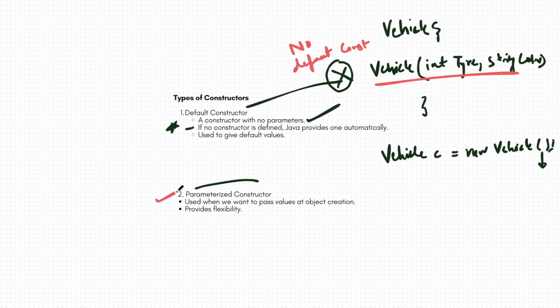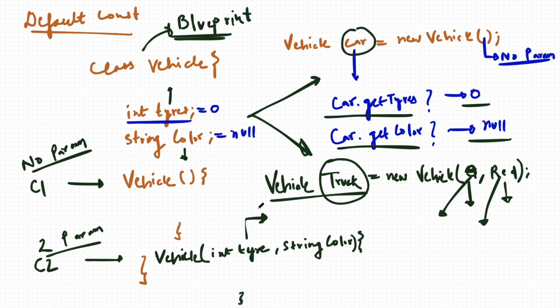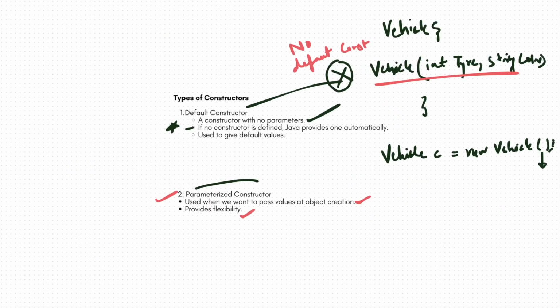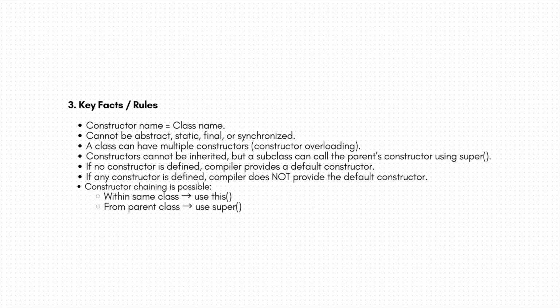So what is a parameterized constructor? It is used when we want to pass values at object creation. And what does it do? It provides flexibility. Just now we have understood it has provided great flexibility that I can define any number of vehicles I want. This is the flexibility Java gives us using constructors. Alright, cool. So we have understood this part as well. Let's move ahead and let's understand more about it.